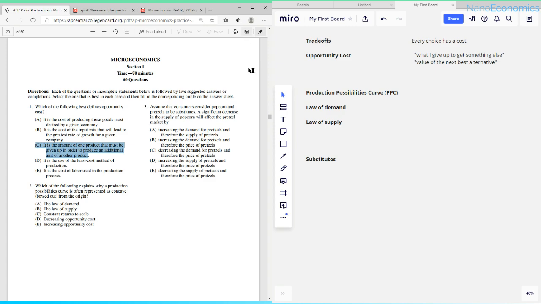And let me see, I think I can actually save it and highlight these.